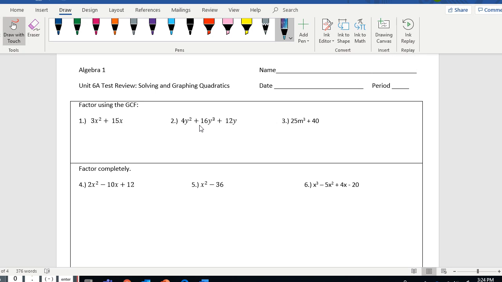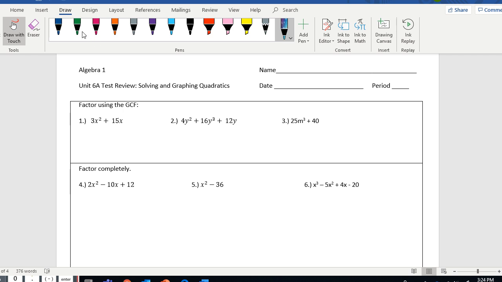All right, C House, I'm here today to work on the 6A review. This is going over how to factor, and there are some of these I'm going to be showing you a different method. So I'm going to do each page on a separate video, so maybe it will help you focus in on what you need help with.